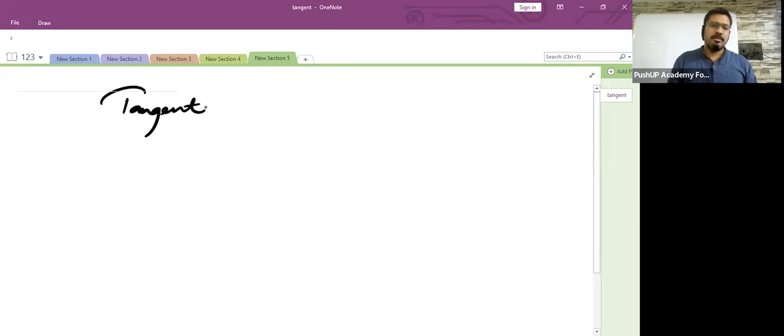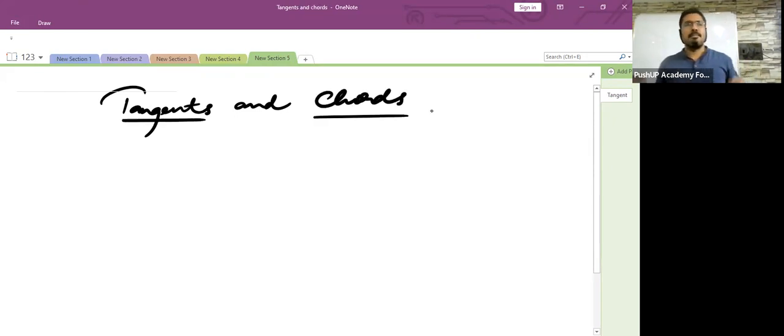Tangents and chords. Is it a different chapter in Selena? Because in ML Agarwal, it's merged together: circles, tangents, and chords. In Selena, it is given separately. All right. Concepts are the same. Children, take a 5-minute break and then we'll start the new chapter. Go freshen up and come.